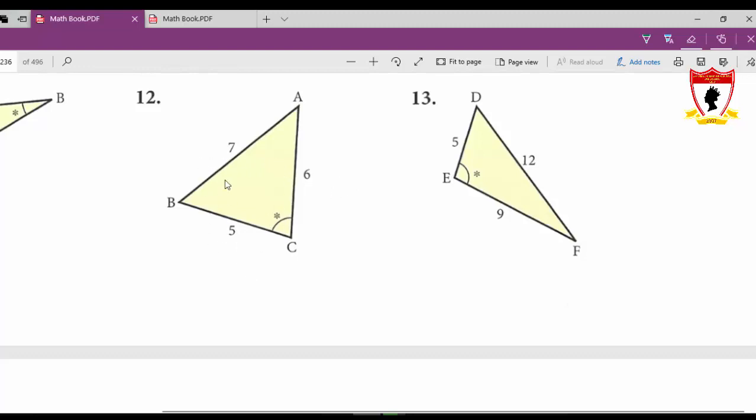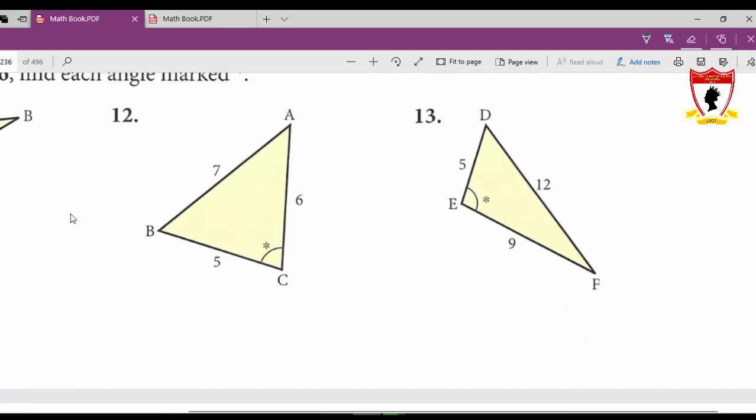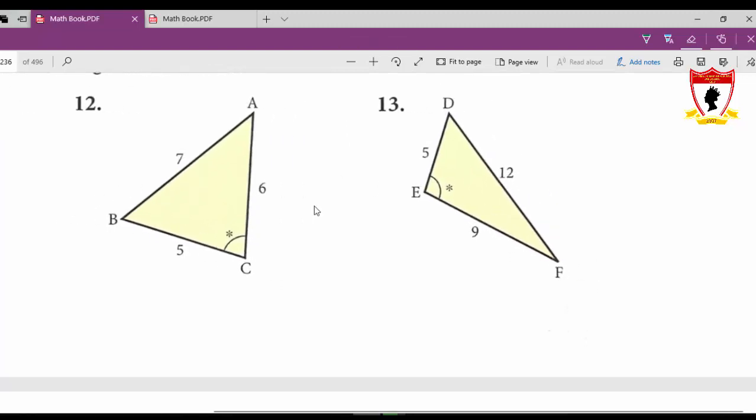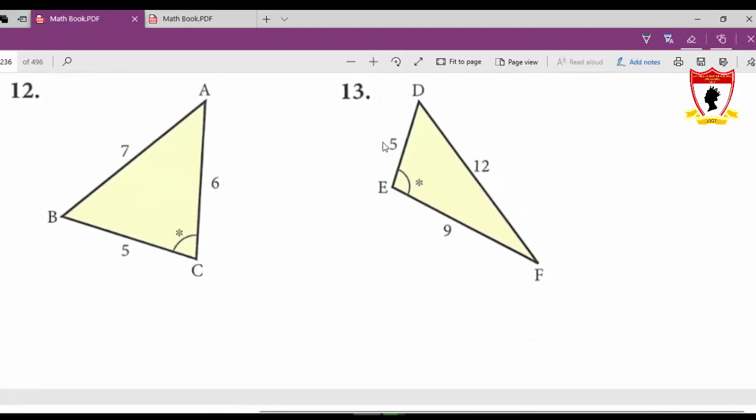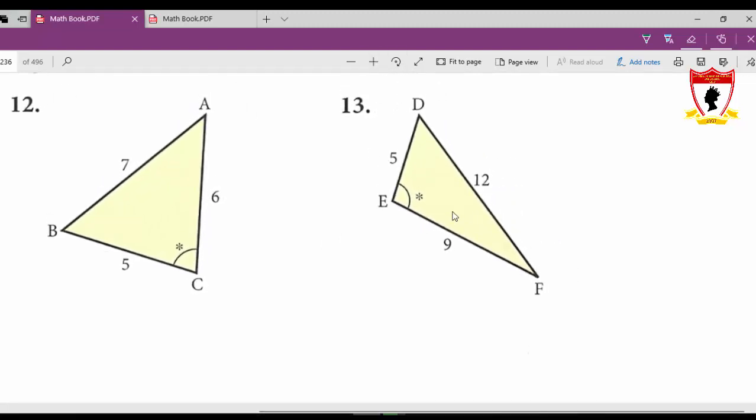Question 12 has the exact same idea. All three sides are given. The angle here is missing. We can use the exact same idea as question 11 to find this missing angle. Question 13 is similar to them, but let's do it.